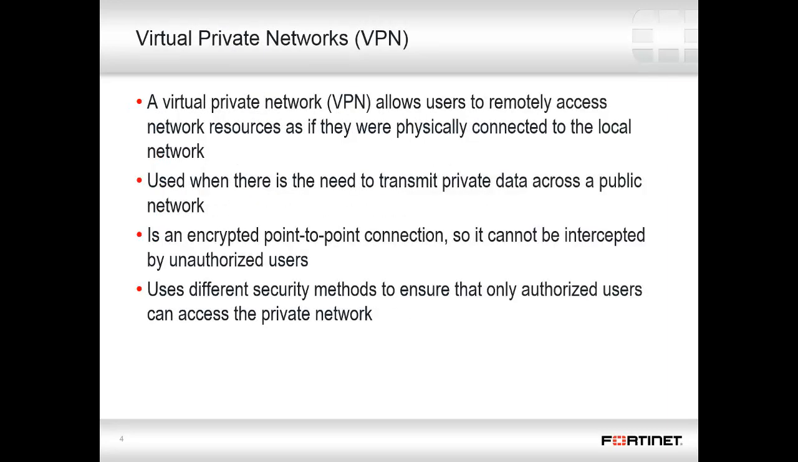A virtual private network allows users to remotely and securely access private resources as if they were locally connected. It is generally used to send private information over a public network, so it is not only implemented for providing access to mobile users, but also for interconnecting geographically dispersed networks across the Internet. The user data traveling inside a VPN is encrypted, so it cannot be intercepted by unauthorized users. It also uses different techniques to ensure that only authorized users can establish the VPN and access the private resources.